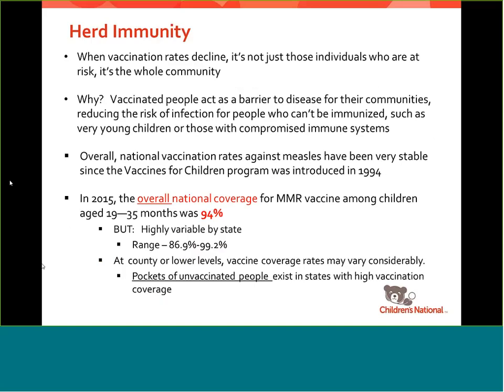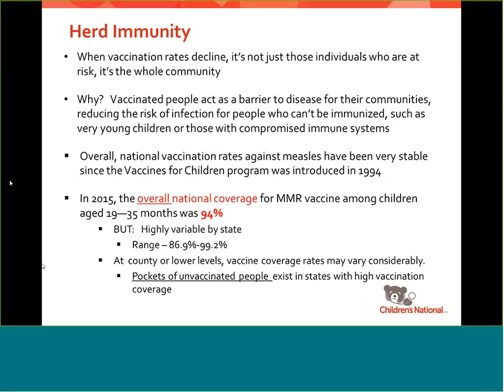So let's talk quickly about herd immunity. I'm going to skip what it is because I think you guys know that already. But overall, luckily, national vaccination rates against measles have been very stable since the Vaccines for Children program was introduced in 1994. And then here's some data from the CDC, just giving you overall national coverage for MMR vaccine among children 19 to 35 months of age. That was 94% in 2015, but that range is highly variable by state. So the range is anywhere from about 87% to 99%, depending on which state you live in.